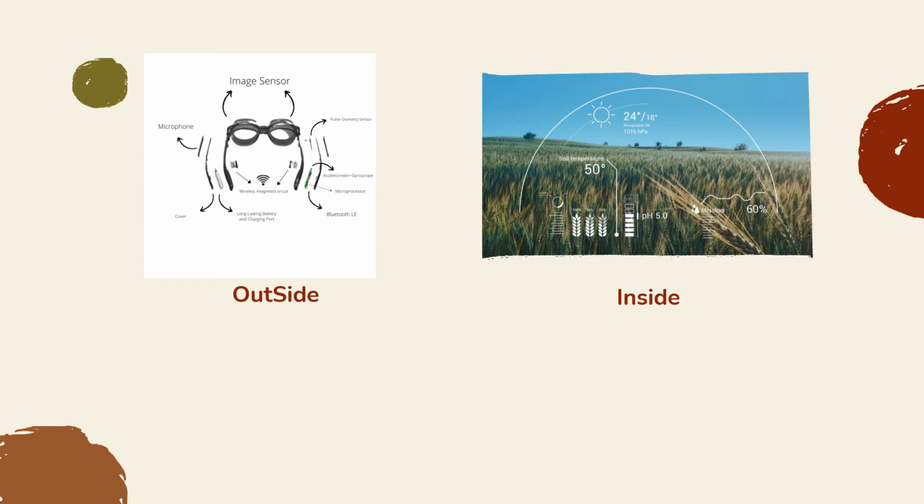For example, this is the Vr Tani spectacle from the outside. From the view inside, we can see the agriculture view like temperature, pH, and so on, with someone wearing it.